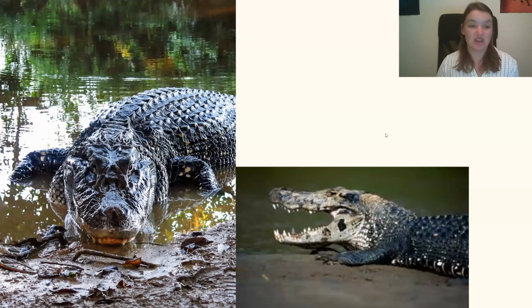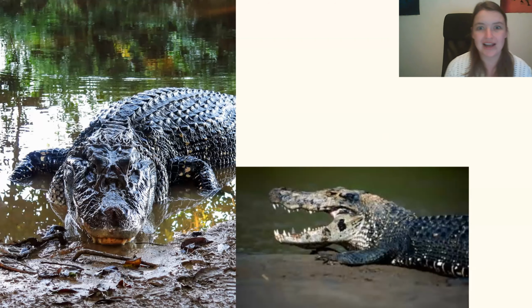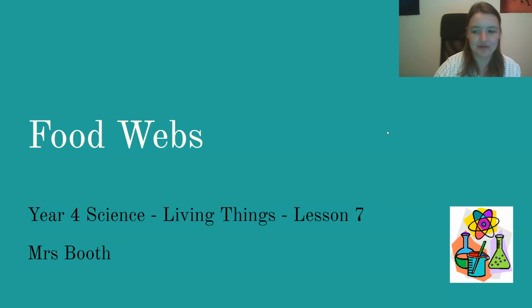To start with, I thought I'd start with one of the most powerful and dangerous predators in the Amazon. The Amazon is a tropical rainforest found in South America. There are rainforests across the world, but this is one of the most famous, and here is one of the deadliest and most dangerous predators. Anyone know what it is? You might think it's a crocodile or an alligator. It is definitely in the reptile class. It's called a black caiman.